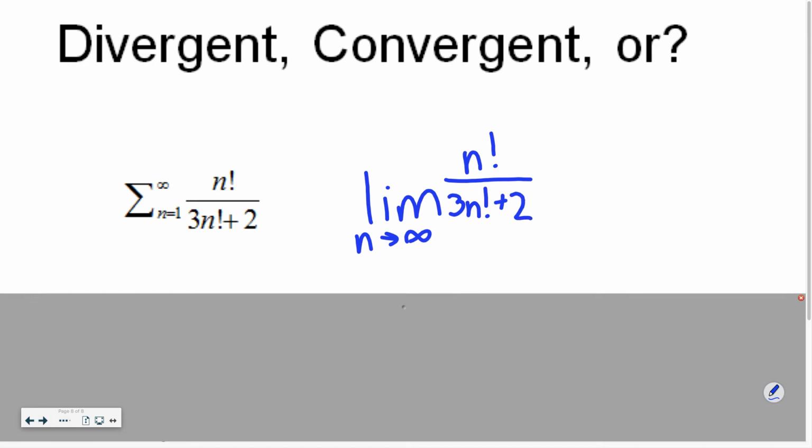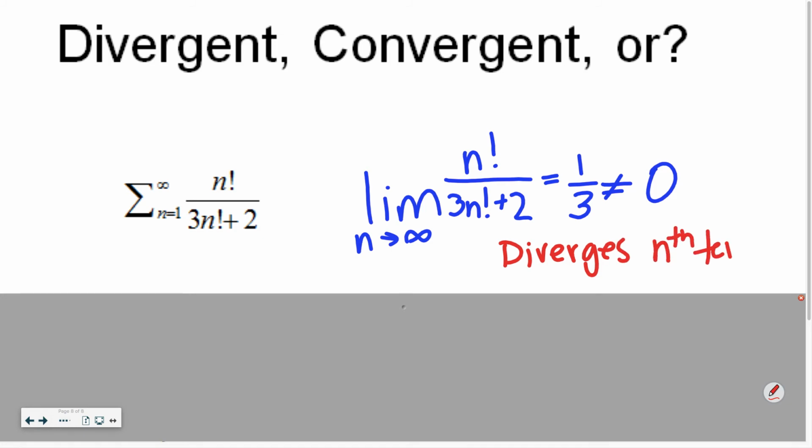How do we do a limit with factorials? What's true about the degree of the numerator and the denominator? They are the same, which means, what is the limit? 1/3. Wait a minute, does that equal 0? I've got to say no. Since our limit does not equal 0, then this series diverges because of the nth term test.